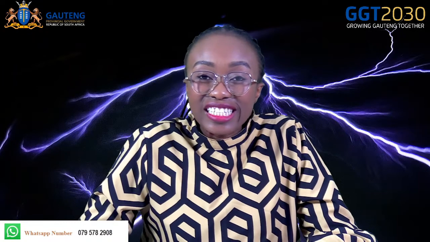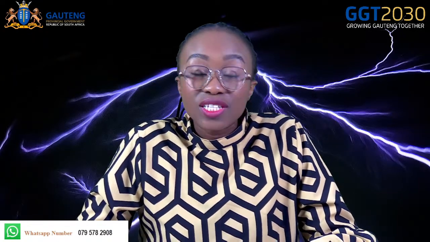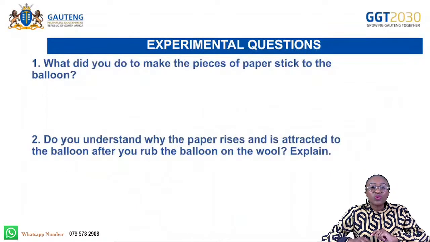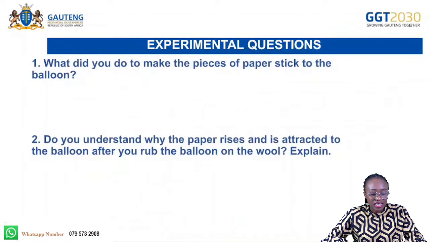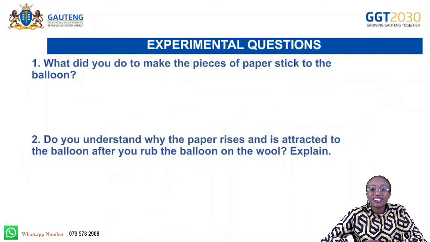Welcome back, learners. I hope you enjoyed our short investigation of static electricity. So now we need to answer a few experimental questions so that we know what we observed and what we concluded from that. So the first question is, what did you do to make the pieces of paper stick to the balloon? Number 2, do you understand why the paper rises and is attracted to the balloon after you rub the balloon on the wool? Explain. Take 3 minutes to answer these 2 questions, and then after that, we will wrap up our lesson.